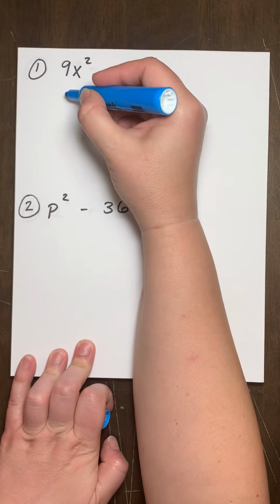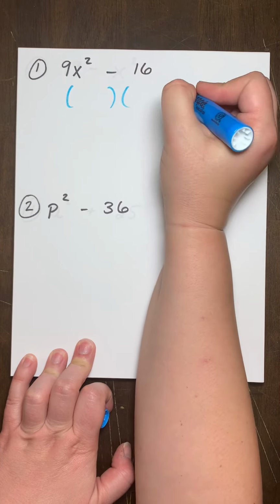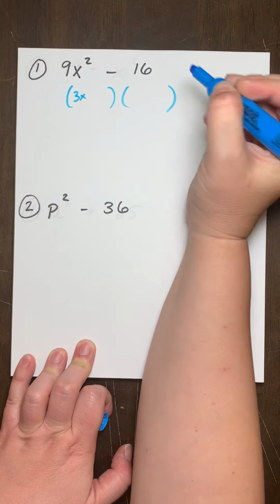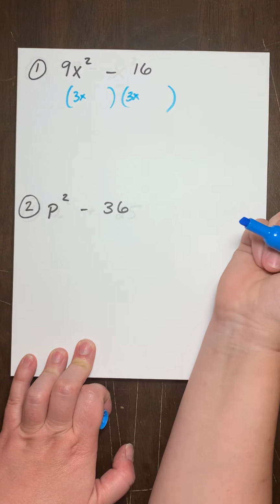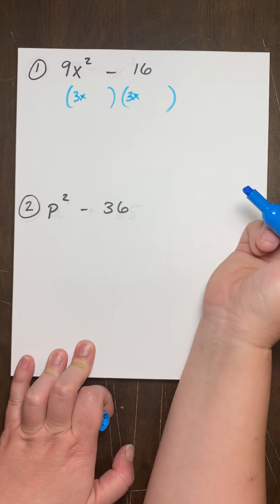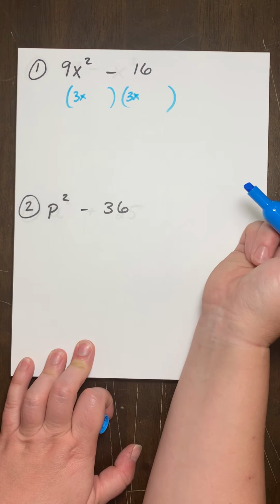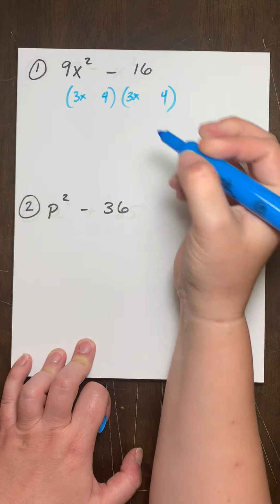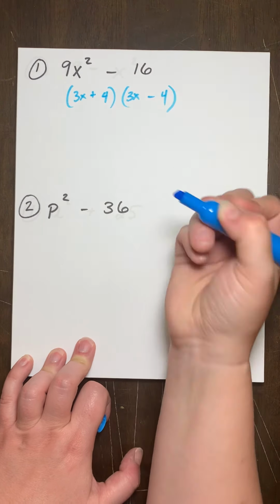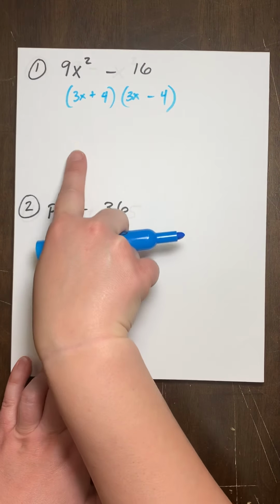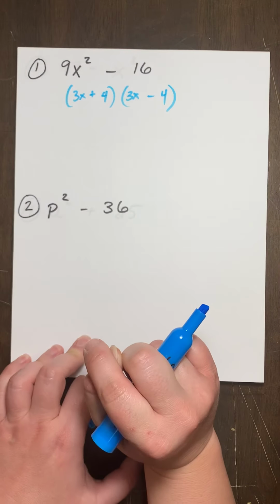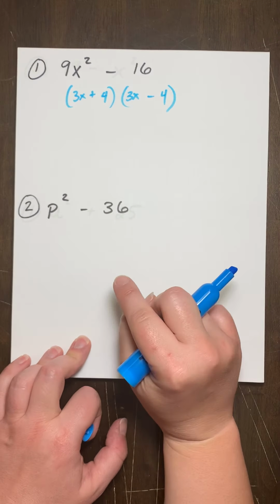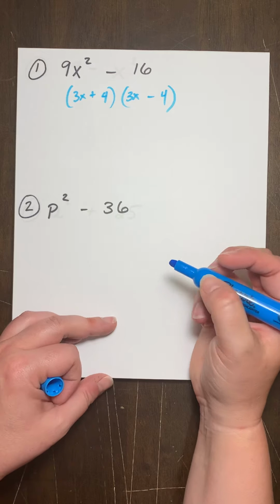Set up your blank parentheses. Square root of 9x squared: put a 3x here and a 3x there. Square root of 16: put a 4 here and a 4 there. One's a plus, one's a minus. It doesn't matter. You can put the plus here and the minus there. Just make one of them a plus, one of them a minus. And I'm done. But being the rock star student that I am, I'm going to check this.